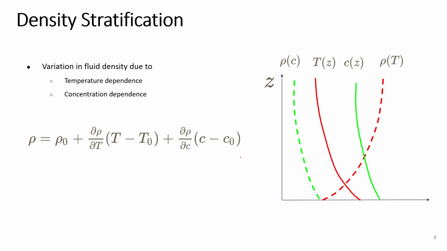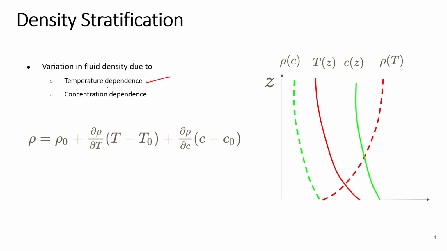So in what scenarios can we observe this density variation or density stratification? The first one is due to the temperature difference. That is, if one fluid is at a different temperature and the same fluid has a higher temperature, then the density of the fluid at different temperatures will be different. Similarly, if the concentration of a substance in the fluid is varying, then also the density will change.